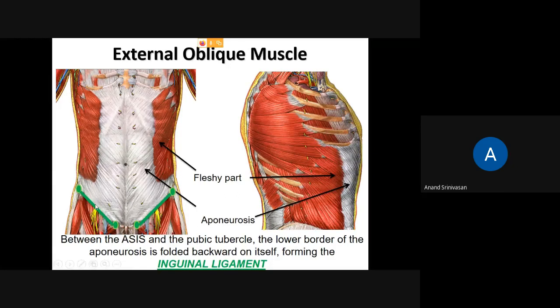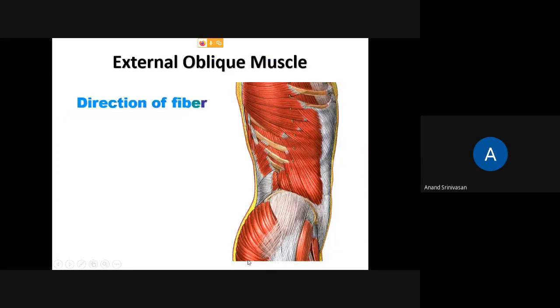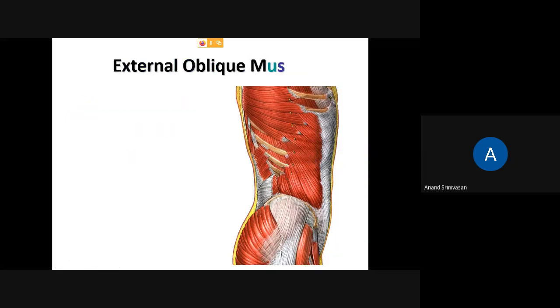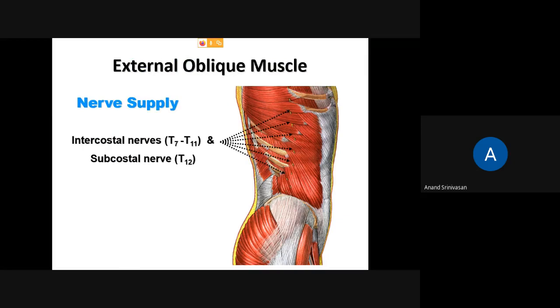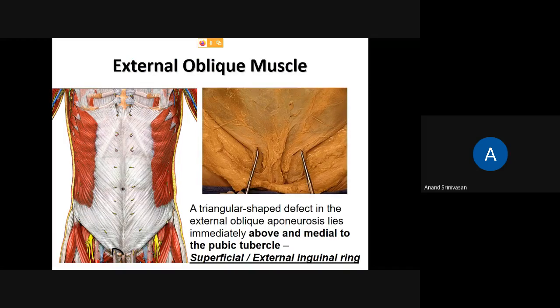Okay, it will be folded and it will form the inguinal. It will be thickened and forms the inguinal ligament. Okay, so here the direction, and these are the nerve supply. Because there is no time, I'm just going through it fast. You can have a go through it later.